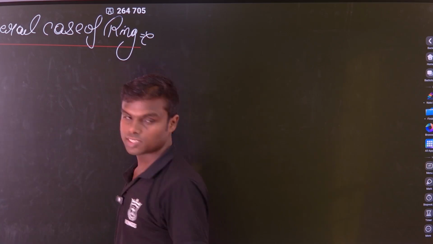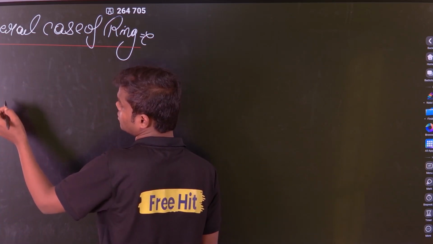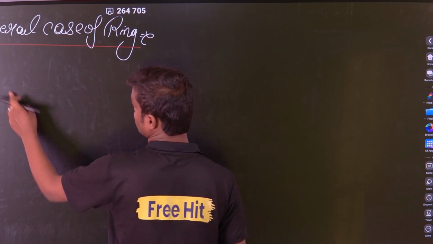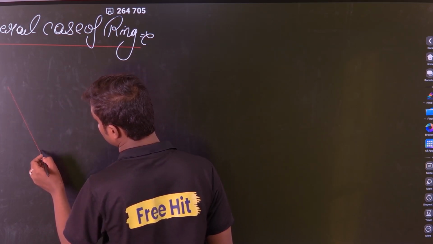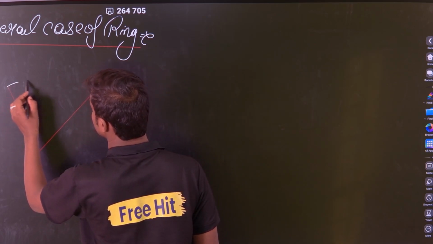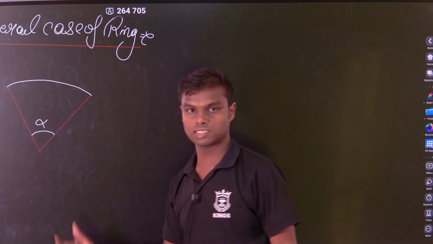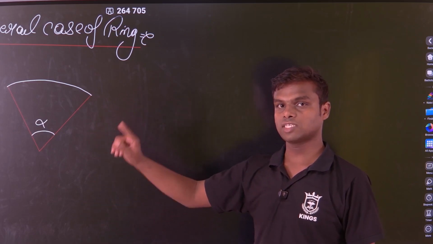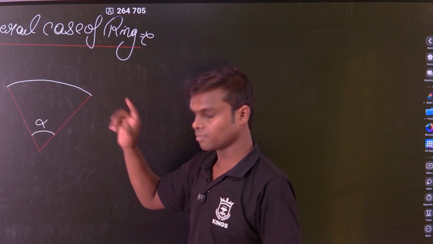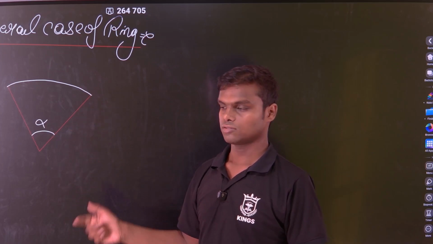By the general case of a ring, I am trying to say, let us suppose that we have some sector like this, and this angle is alpha. If alpha is equal to pi, it will behave as a semicircle. If alpha is equal to 2 pi, then it is a circle. If alpha is equal to pi by 2, it is a quarter. So these are the things that are given.